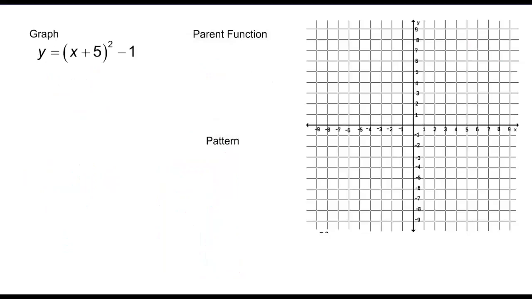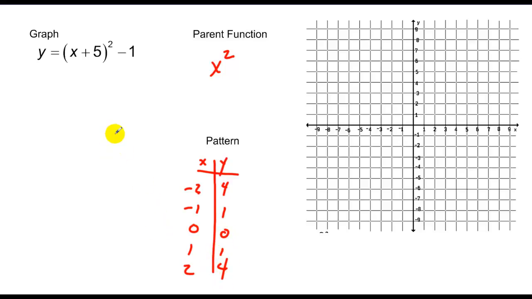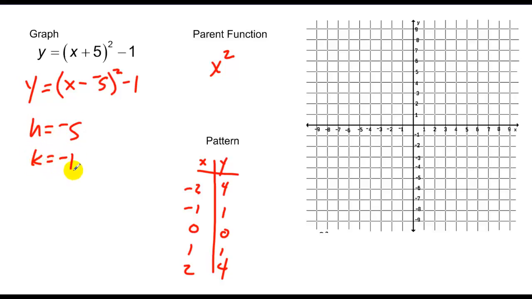Let's do another example. Parent function once again is an x squared graph. Pattern once again: -2, -1, 0, 1, 2, and 4, 1, 0, 1, 4. Notice this is set up the same way. This is the function. This is inside the function. This must have to do with the h value, but h follows the subtraction sign. So I change the look of the original equation first. I identify my h value to be -5, my k value to equal -1.